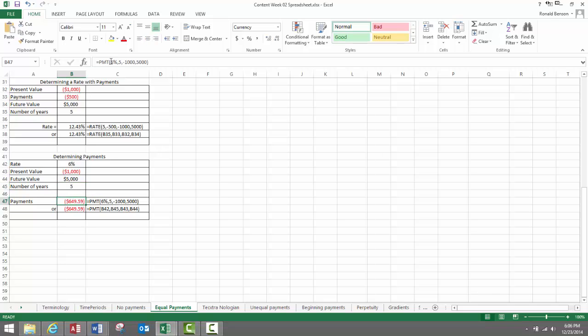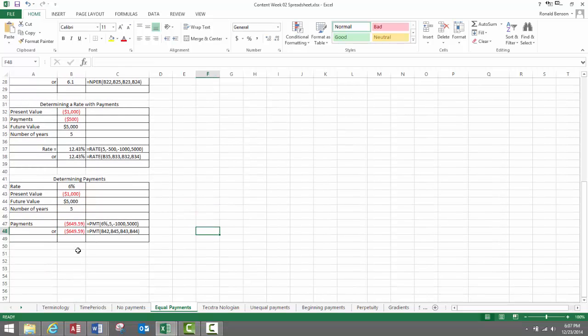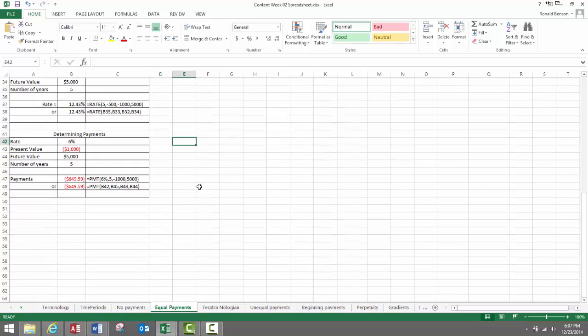Well, we put in the 6%, 5 years, minus 1,000 is the present value. We're doing a payment, so this is present value. Future value is 5,000. And you do that, it says we have to make payments of $649.59. Doing this with cell addresses, it refers to those 4 cells, and obviously you get the same answer. So with payments, it's fairly easy. You just put different arguments in for each function, and you get the answer you need. And that takes care of equal payments.